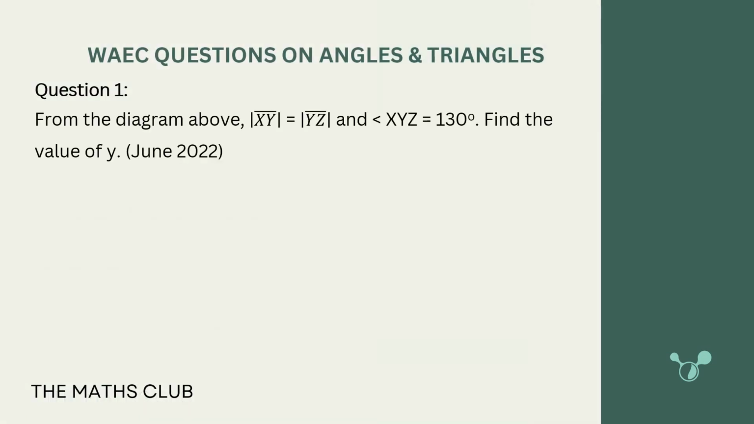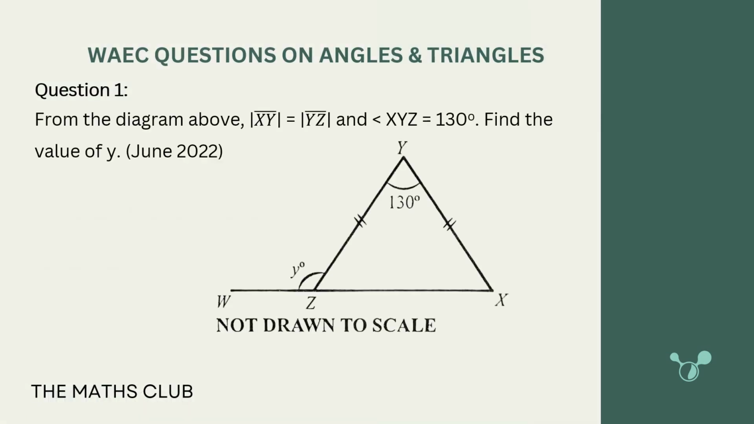Question 1 says that from the diagram below, the length of XY is equal to the length of YZ. So this is an isosceles triangle, basically. And we're told that angle XYZ is 130 degrees, and we should find the value of y. Taken from June 2022. I want you to pause the video and try this out yourself.